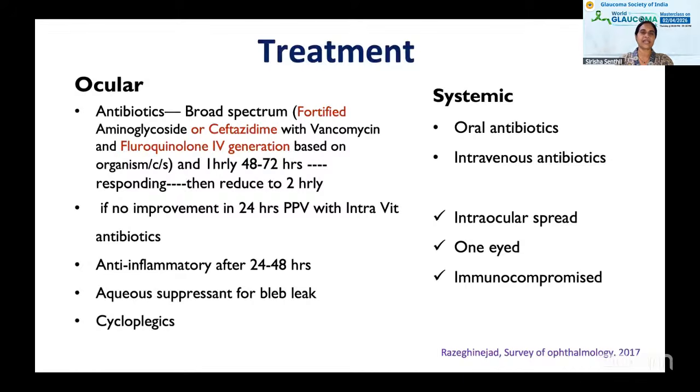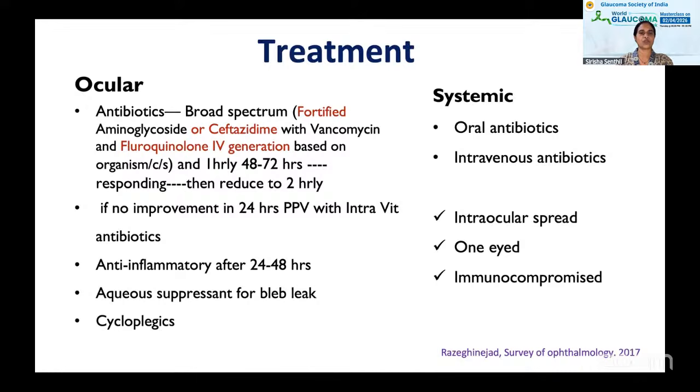So broadly, ocular and systemic treatment. Ocular treatment is we start them on broad spectrum antibiotics. The fortified ceftazidime is what we normally use. And of course, we also add the 4th generation fluoroquinolones as well. So usually we start off treatment every 30 to 60 minutes to begin with on day 1. And we evaluate the response to treatment.